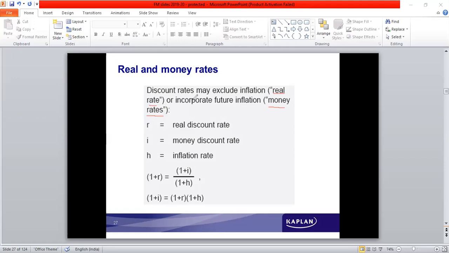Without including the inflation rate, the rate taken is called the real rate. But once the inflation rate is included, it is called the money rate, and the formula is 1 plus R is equal to 1 plus I divided by 1 plus H, where H is the inflation rate. We need to calculate it in this particular fashion. Remember this one and make a note of it.